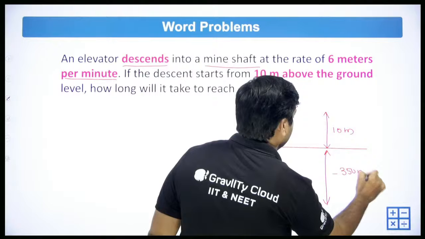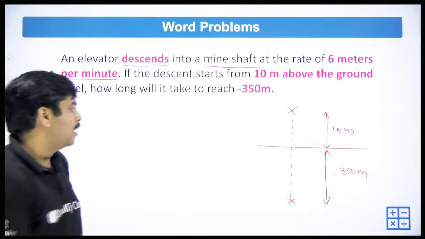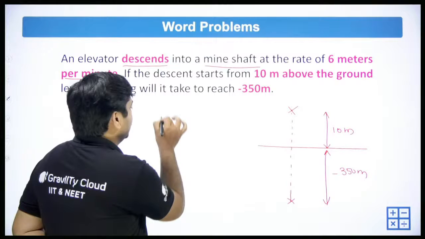So now tell me, what is the total length it is moving? What is the total distance it is covering? The total distance is 10 meters above and minus 350. Negative means reverse direction. The distance is 350 meters only. The distance is always positive. So distance is equal to 10 plus 350. That will give you 360. So the total distance traveled by the elevator is 360 meters.